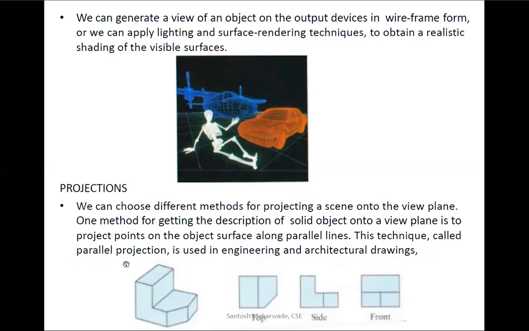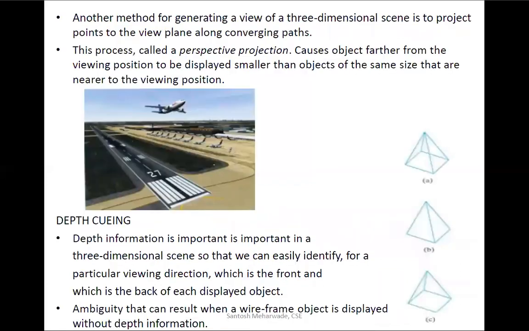What does parallel projection mean? From the object, whatever projections are coming towards the view plane, all these projections are parallel to each other. Such kind of projections we call a parallel projection. These parallel projections we also call orthogonal projections.